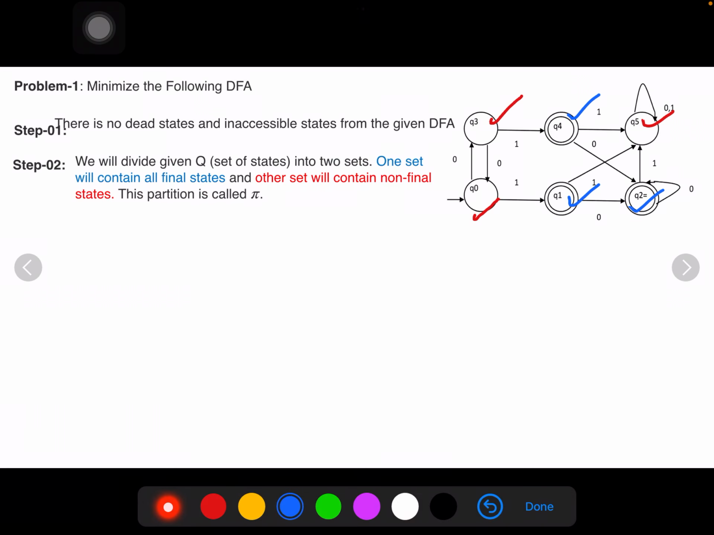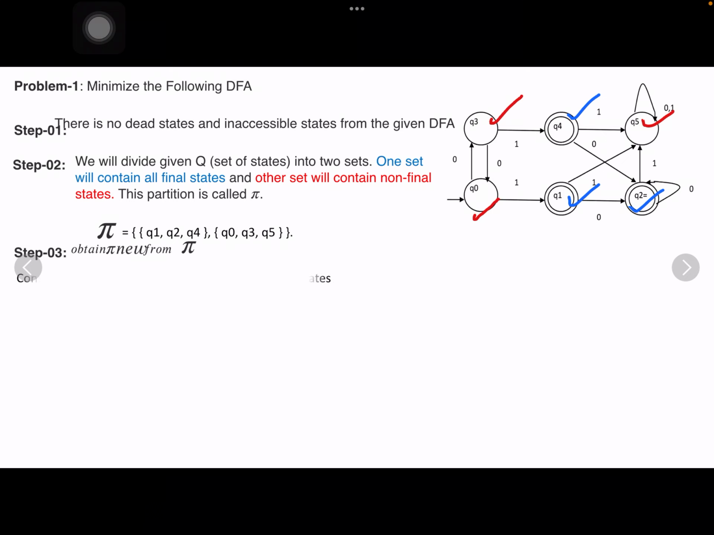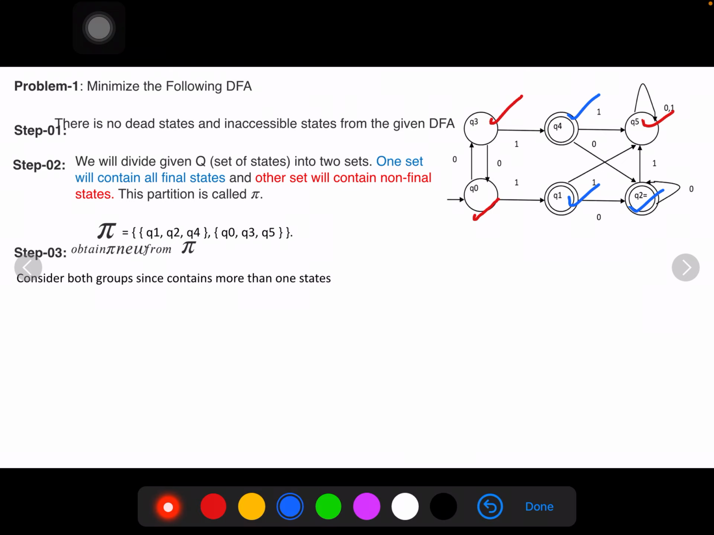So we divide the given set into two sets, one consisting of final states, the other of non-final states. Then you will get this. All blue colors are the final states, and red colors are the non-final states. That is assigned to pi. Then step 3: you obtain pi new from pi. Now in this set we consider both the groups, since each contains more than one state.